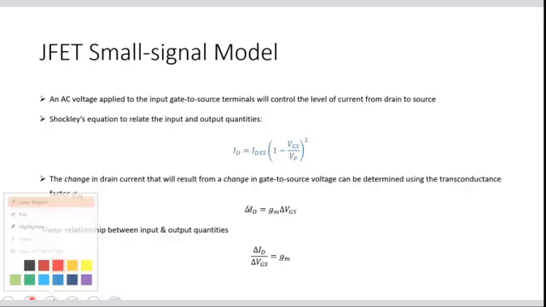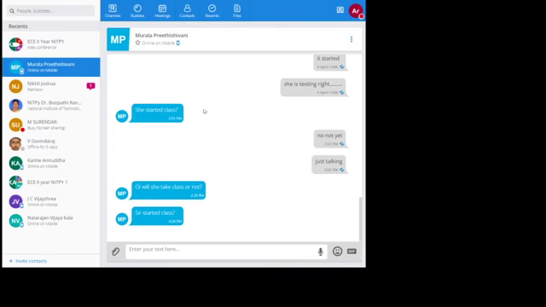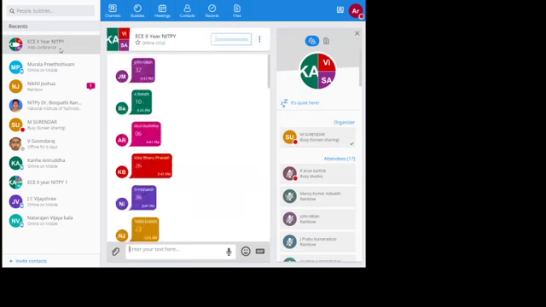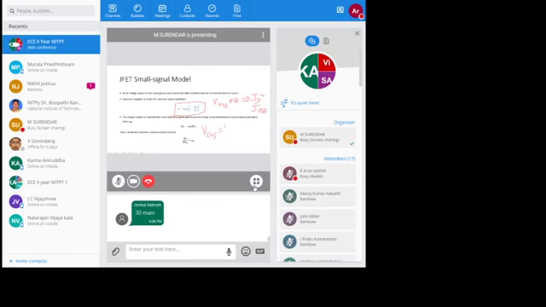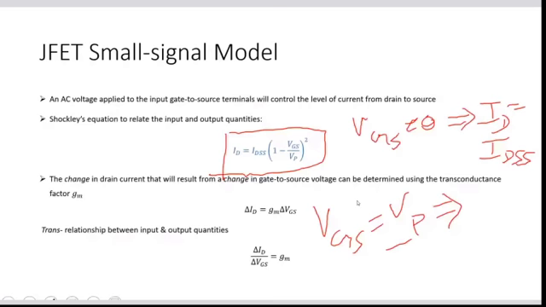This is the equation of concern. For VGS is equal to 0, we have ID is equal to IDSS. For VGS is equal to VP, we have ID is equal to 0, because when I put VP in the place of VGS, VP will get cancelled, and we will be having 1 minus 1 will be 0. That's why ID will be equal to 0.